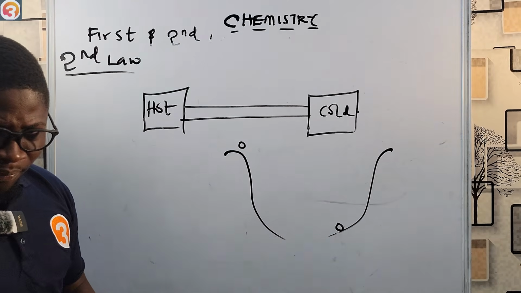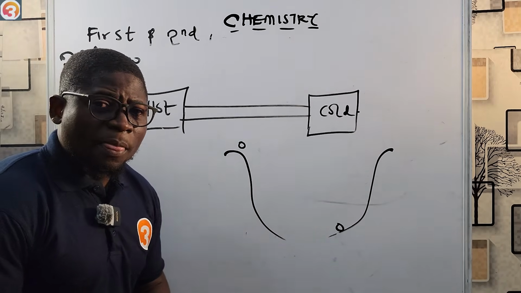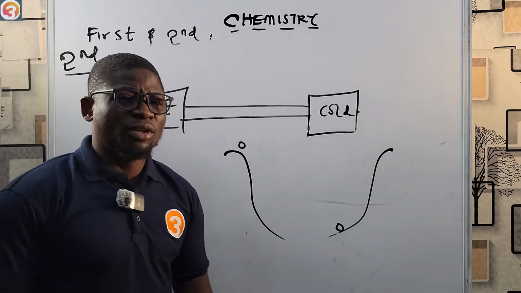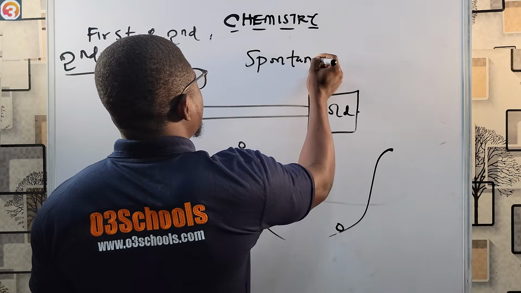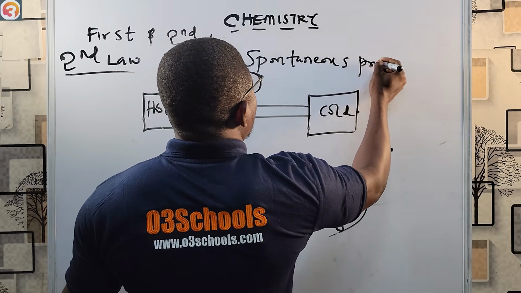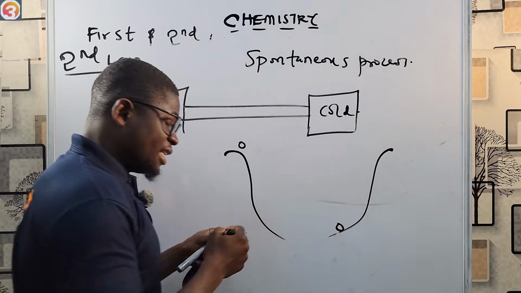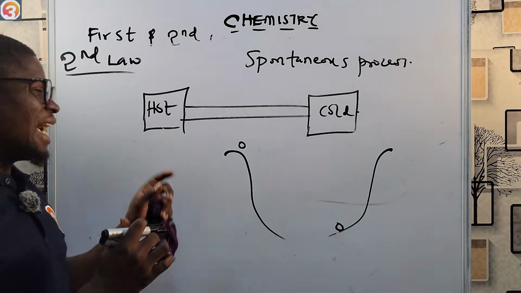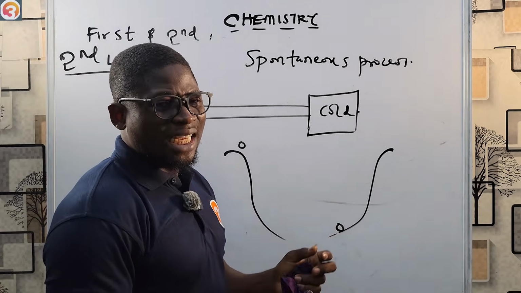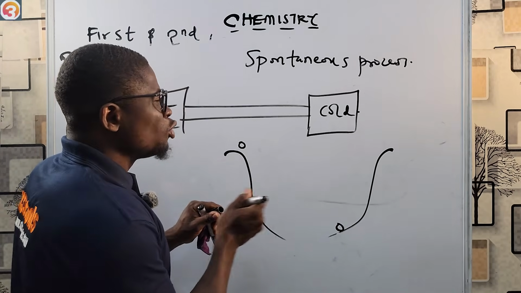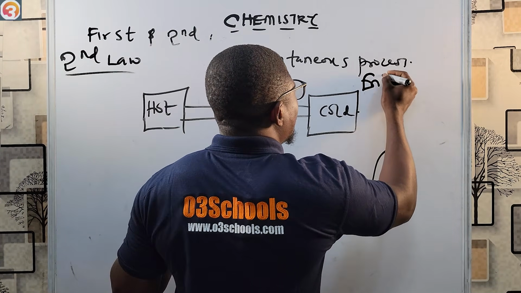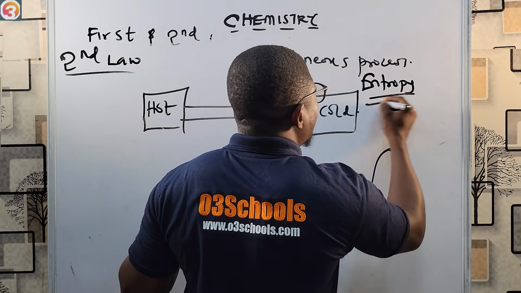So for heat to flow from hot to cold is a spontaneous process. For heat to flow from a region of high temperature to a region of low temperature, it's a spontaneous process. And for a spontaneous process, the entropy of the system increases.